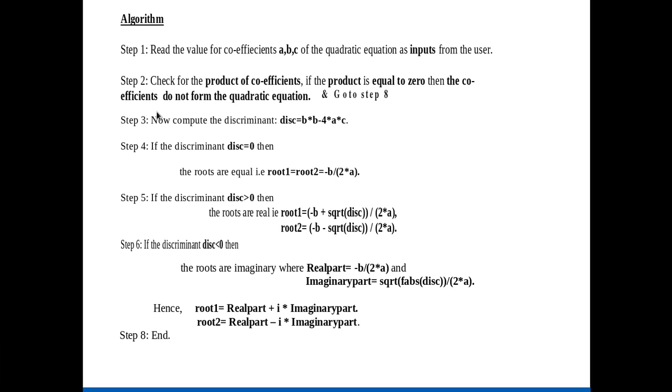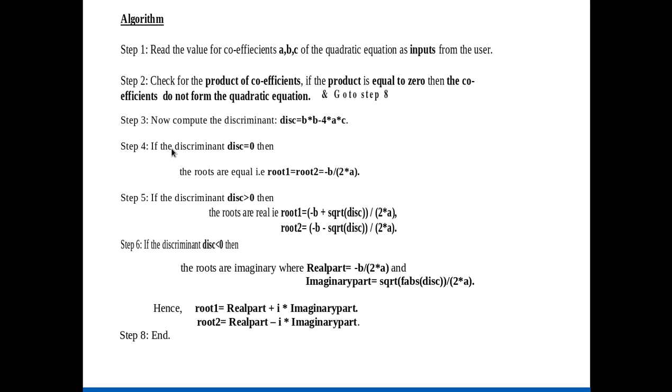Else, I compute the discriminant. Discriminant equals b square minus 4ac. As you all know, to find the roots of a quadratic equation we have a basic formula: minus b plus or minus square root of b square minus 4ac, divided by 2a. For the discriminant, b square minus 4ac, I make use of a variable disc in which I store b square minus 4ac.